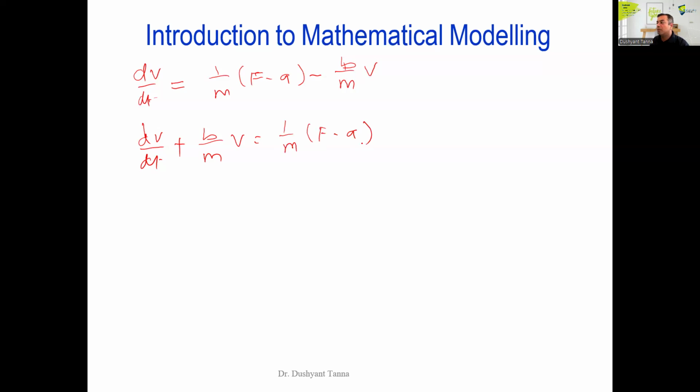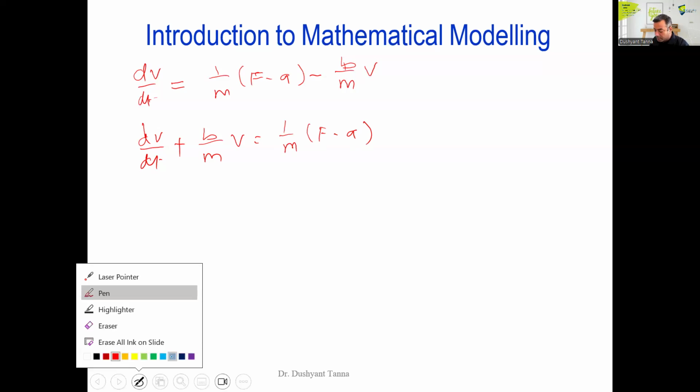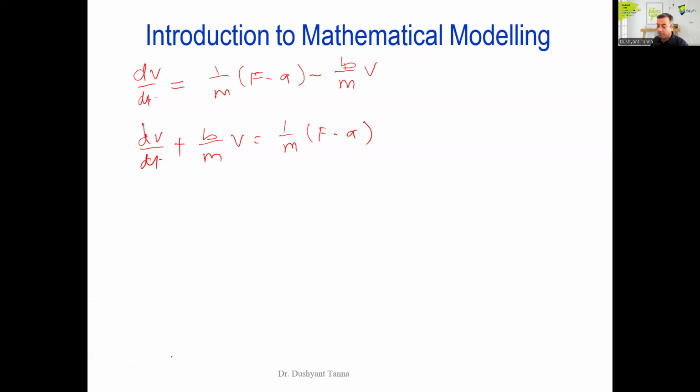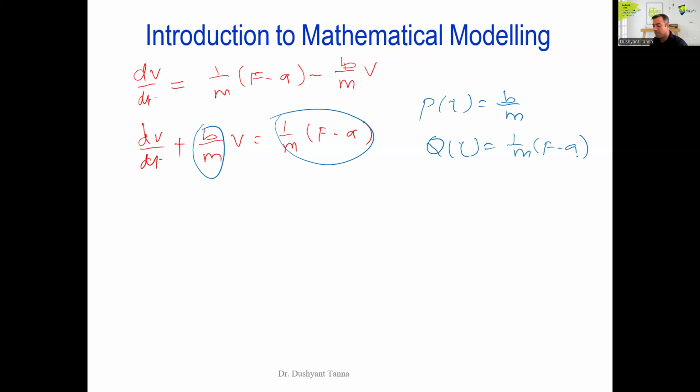This is similar to our Euler's equation, which we have covered in week 3, I believe. Yeah, week 4 was numerical solution, right? Like I said before I started, you need to be familiar with the topic we have covered, so it will increase your understanding. So this is your P, this is your Q, right? So P of T is B over M, and Q of T is 1 over M times F minus A.